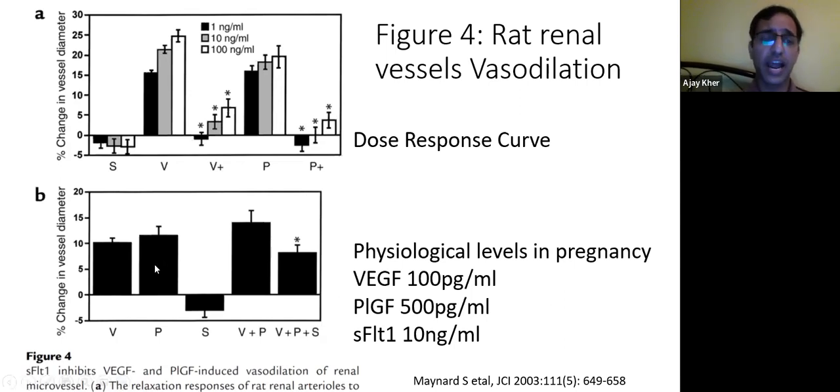And then they look at actual concentrations, which are what you would expect in pregnancy. So they take VEGF at 100 picogram per ml, placental growth factor at 500 picogram per ml, and SflT at 10 nanogram per ml. By themselves, VEGF and placental growth factor cause vasodilation. SflT causes a little vasoconstriction. When you combine VEGF and placental growth factor, there is vasodilation. When you add SflT, there is a significant decrease in that vasodilation.